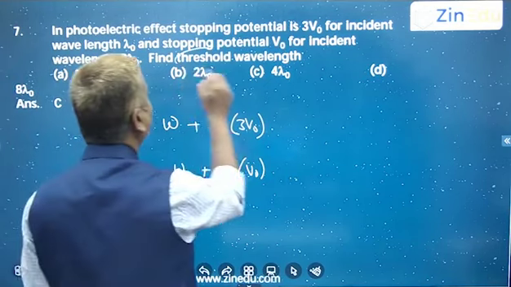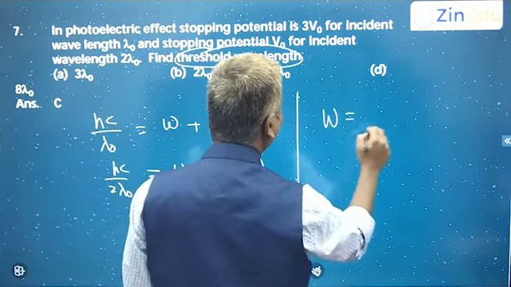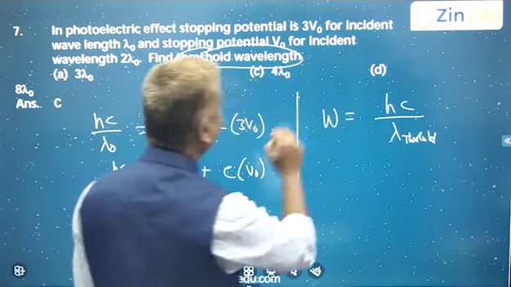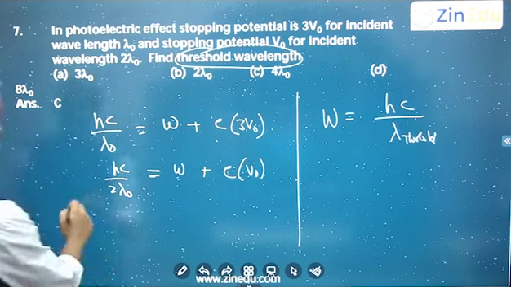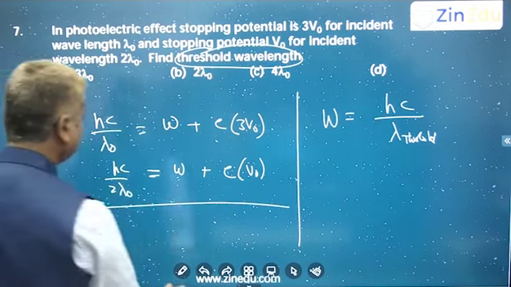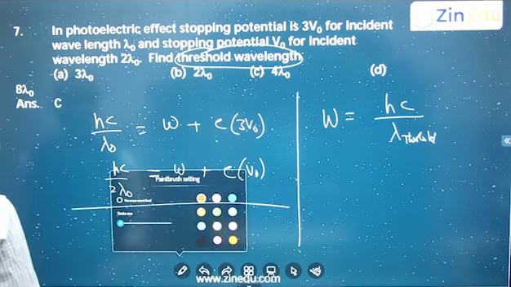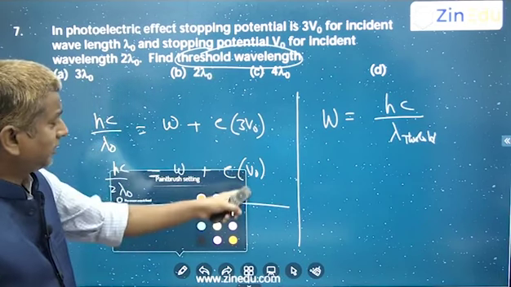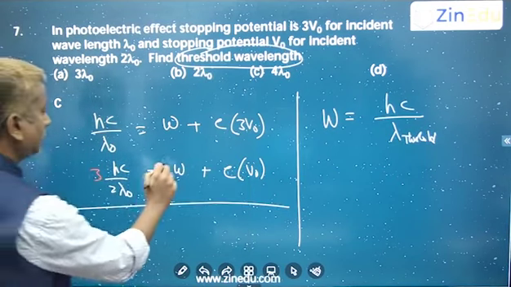If you want to get the threshold wavelength, you have to find the work function, because the work function is hc by lambda threshold. Let us try to find out the work function. From that you can get the threshold wavelength also, right? So how will you do it here? Because they are giving everything in terms of lambda naught, try to cancel this 3 first. For that you better multiply the second equation by 3.